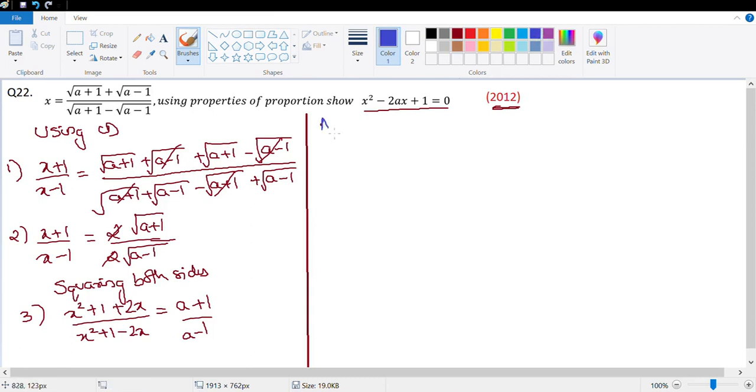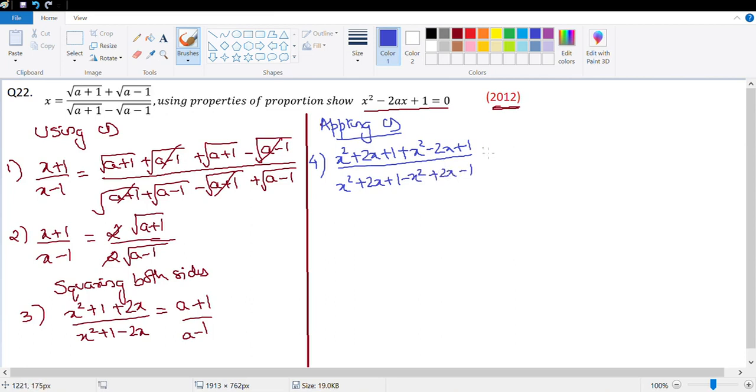So applying componendo and dividendo, we get left hand side becomes x square plus 2x plus 1 plus x square minus 2x plus 1, divided by x square plus 2x plus 1 minus (x square minus 2x plus 1). And on the right hand side, I get a plus 1 plus a minus 1 and a plus 1 minus (a minus 1). So a and a gets cancelled, 1 and 1 gets cancelled. Here negative 2x and 2x gets cancelled, negative x square plus 1 minus 1.